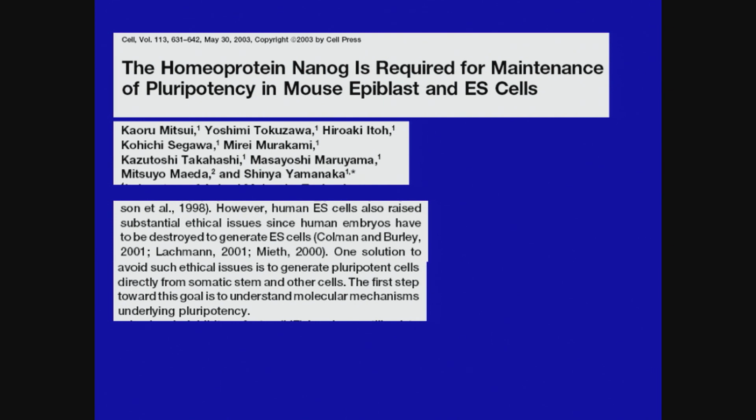Now, many of you have probably already heard about NANOG. NANOG is one of the key core factors that are important, again, for the identity and the function of pluripotent stem cells. His lab described that in 2003 in a paper in Cell. And in the introduction of that paper, he mentioned that human ES cells raise substantial ethical issues, since human embryos have to be destroyed to generate ES cells. One solution to avoid such ethical issues is to generate pluripotent cells directly from somatic and other cells.